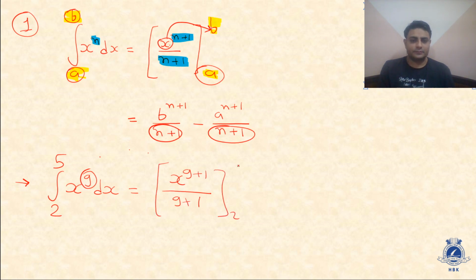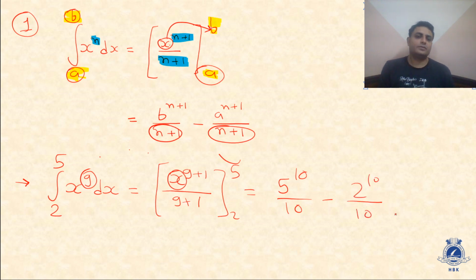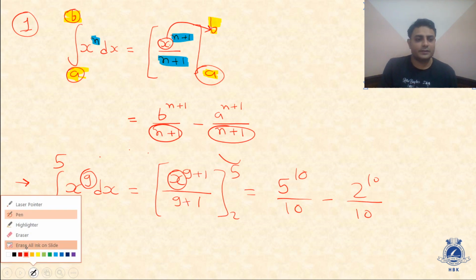from 2 to 5. That will give, instead of x, let us keep 5: 5 raised to 10 by 10, minus, instead of x we have to give 2, we'll get 2 raised to 10 by 10. Okay, so that is our answer. Once again, first of all, write down this thing, pause the video, write down this thing. I will be deleting this thing.